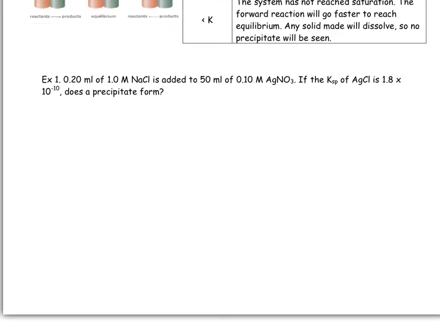Let's look at an example. Here we're going to mix sodium chloride and silver nitrate together, and the question asks us, will a precipitate form? Let's see if it meets our first condition. We'll start by writing a balanced chemical equation.